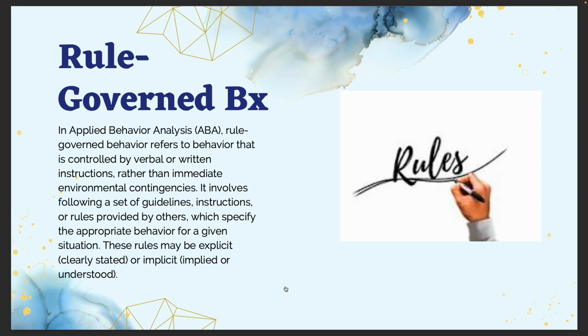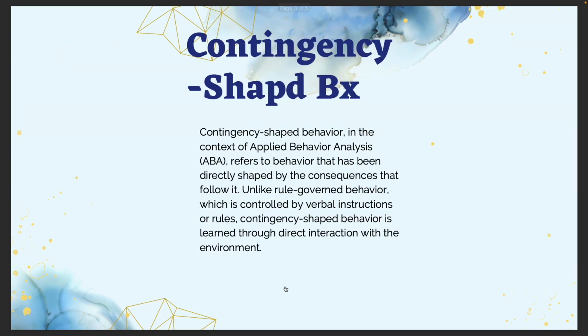Okay, so it involves following a set of guidelines, instructions, or rules provided by others, which specify the appropriate behavior for that situation. These rules can be explicit, so they can be clearly stated, or they can be implicit, which is implied. Now, it really doesn't matter. What we're really looking for in these scenarios is, is it a verbal or written rule? Okay, and we want to then think about, is that behavior under control of that rule that was just read or listened to? Whereas contingency-shaped behavior actually refers to directly shaping that behavior by its consequence.